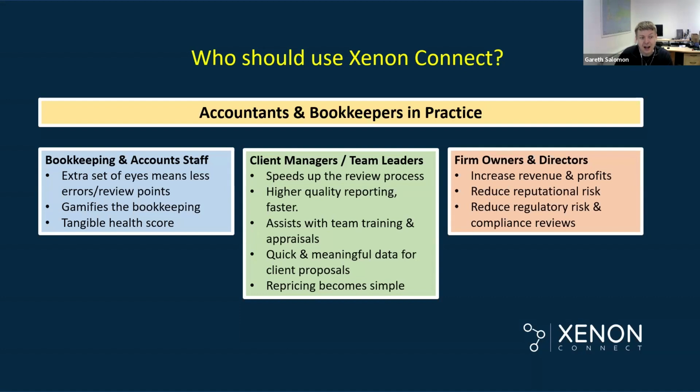And it's a tangible health score, that metric that they can target to make sure that everything's in order in terms of the 24 data checks that we have. And in terms of client managers and team leaders, well, it speeds up that review process, doesn't it? If you know that more errors have been caught at that early stage by the bookkeeping and account staff, then you'll have less to review. You'll have peace of mind that when you go into Xenon, you can see that all these issues have been fixed, that it's one less thing that you have to do, essentially, at that review stage.